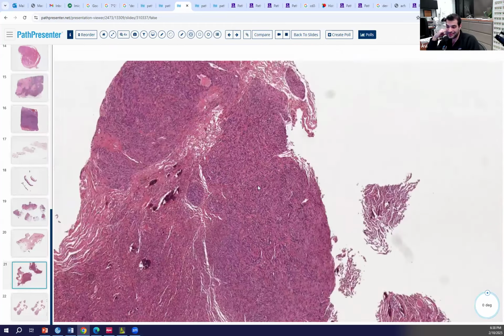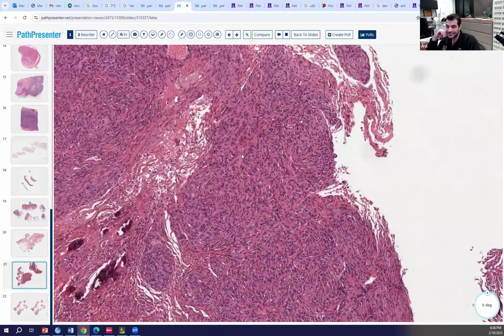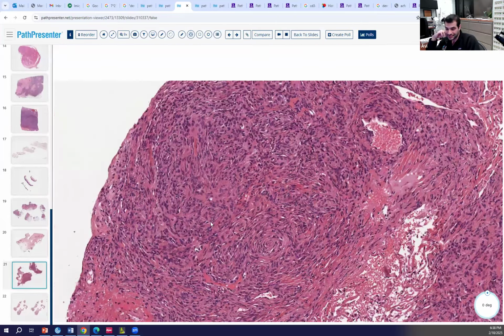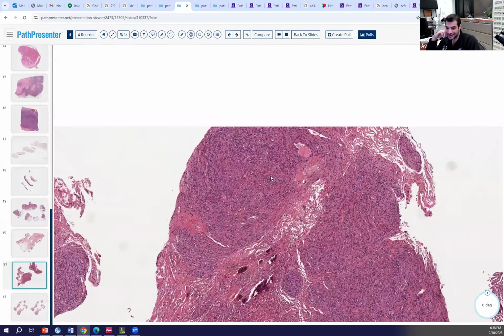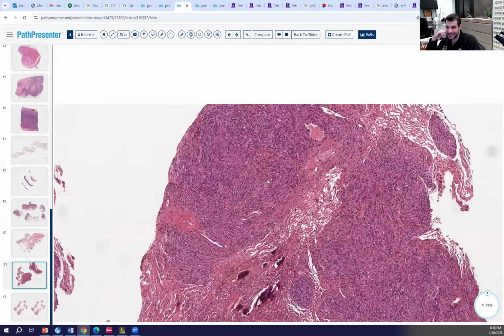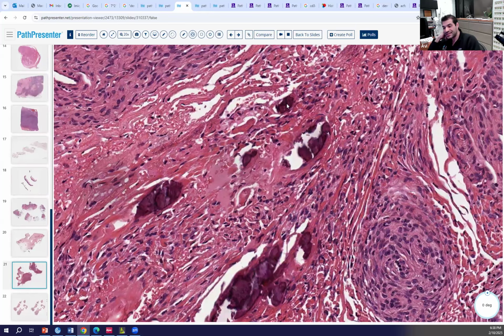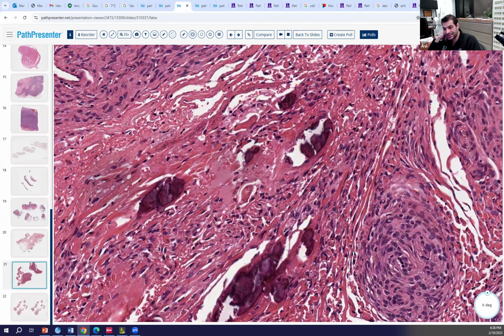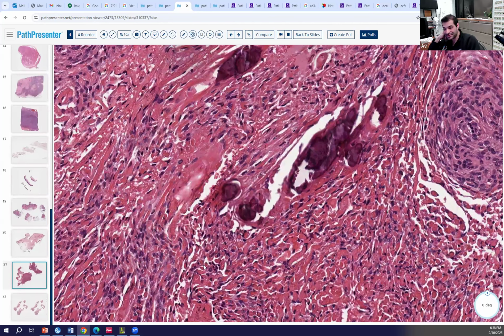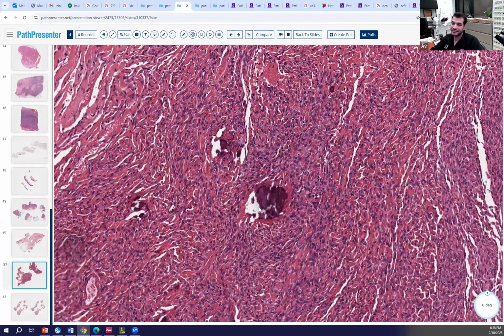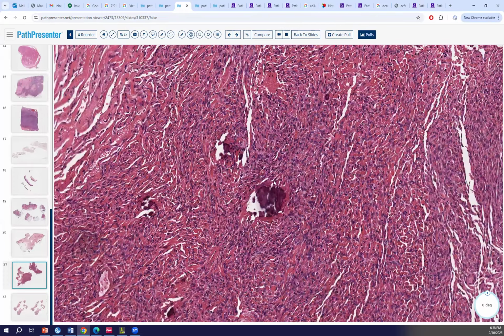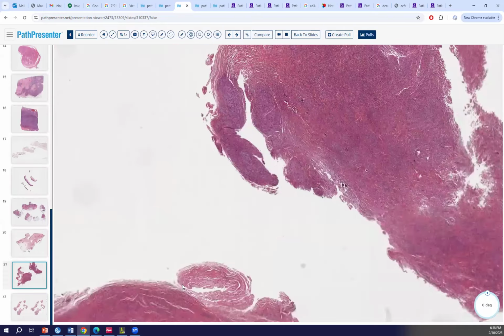Lobules of growth. And there's some whirling here, mostly lobules of growth. And you have these guys, these spherical areas of calcification. Psammoma bodies. Psammoma bodies.